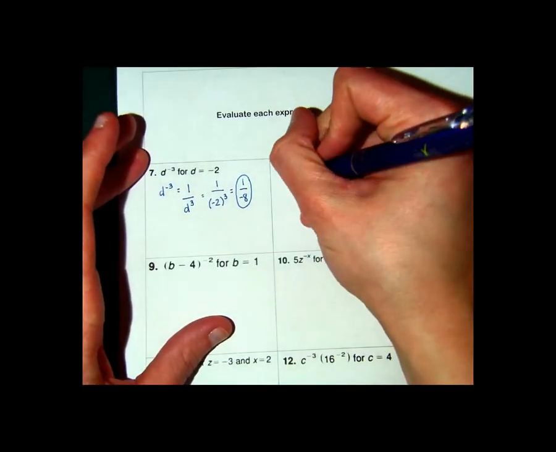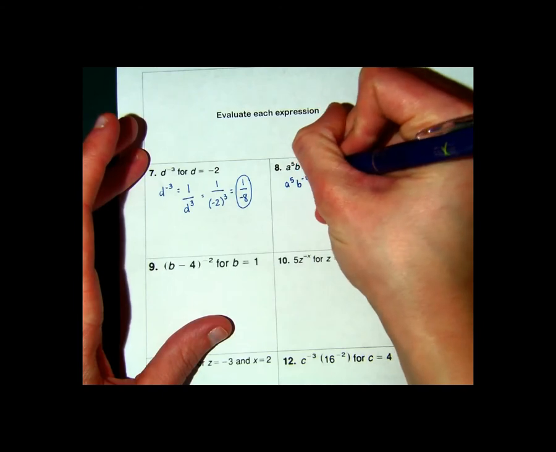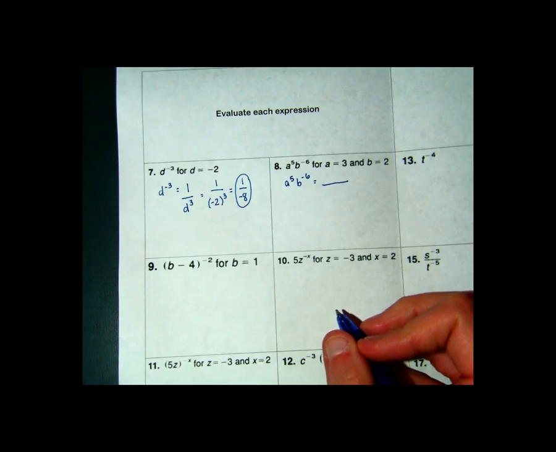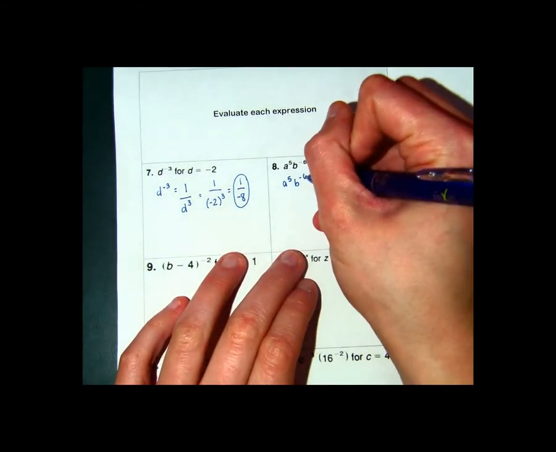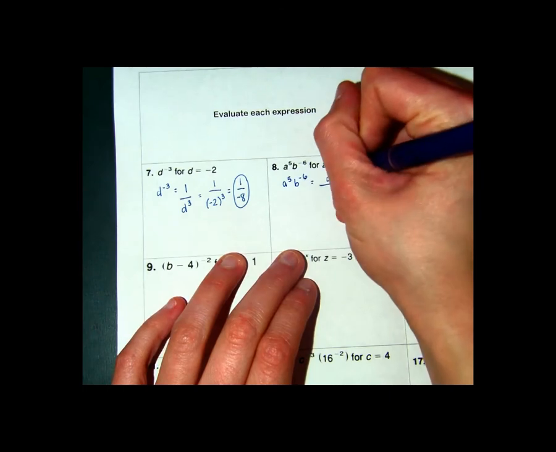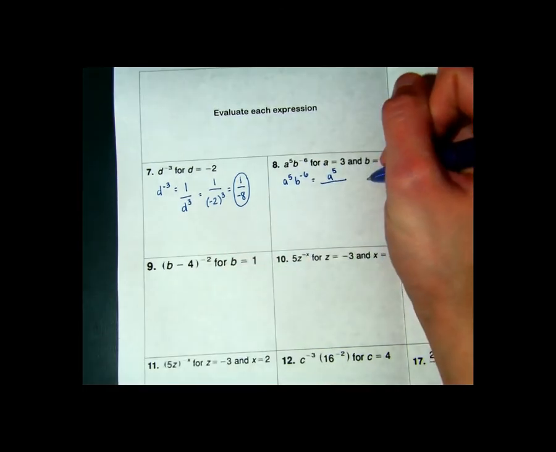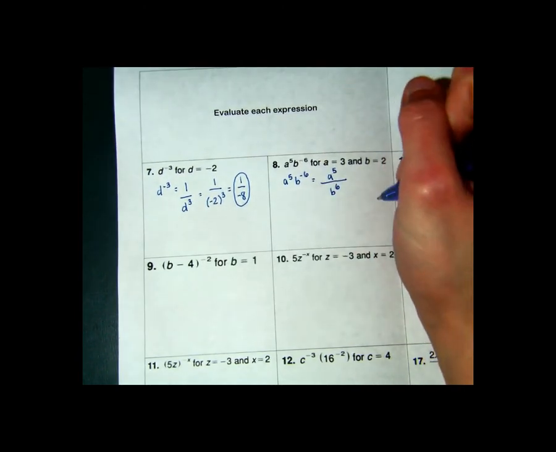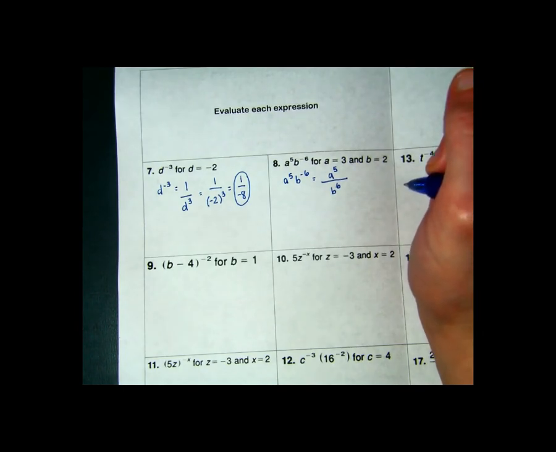Alright, now I'm going to bring down this a to the 5th, b to the negative 6th. This one is a little different. I'm looking specifically at what is a negative exponent. What has a negative exponent? B to the negative 6 is the only thing with the negative exponent. So when I move it, that's all that's going to move. A to the 5th is not a negative exponent, so it is going to stay in the numerator. B to the 6th becomes positive only by moving it to the denominator.